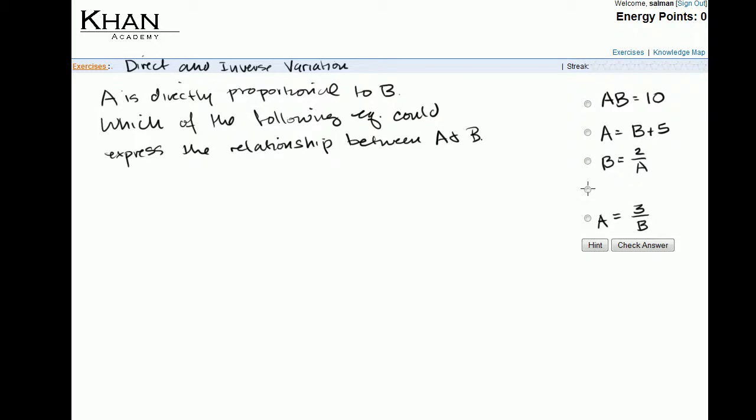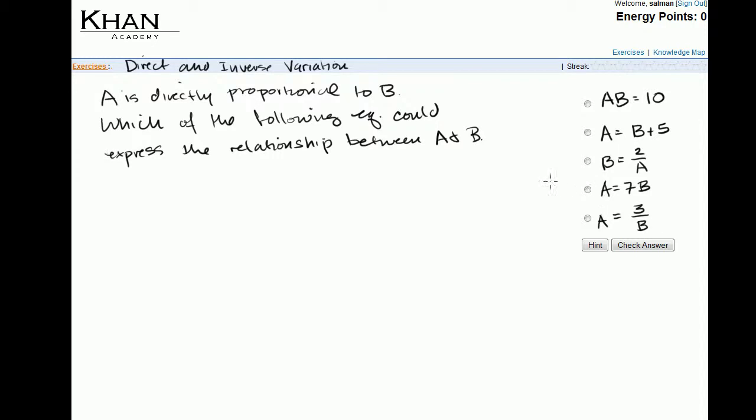And then the correct choice, there are two ways to express it. We could express it as A over B is equal to, let me make up a number, 3. That would be a correct choice. Or B over A is equal to 3. This would also be direct proportionality. Or, maybe most obviously, A is equal to 7B. Or you could even do B is equal to 7A. All of those would be valid answers for the correct choice.